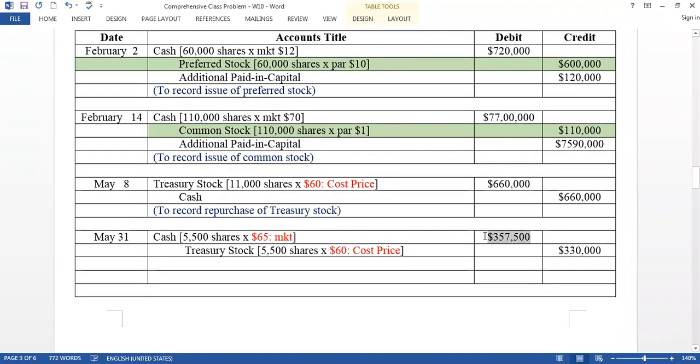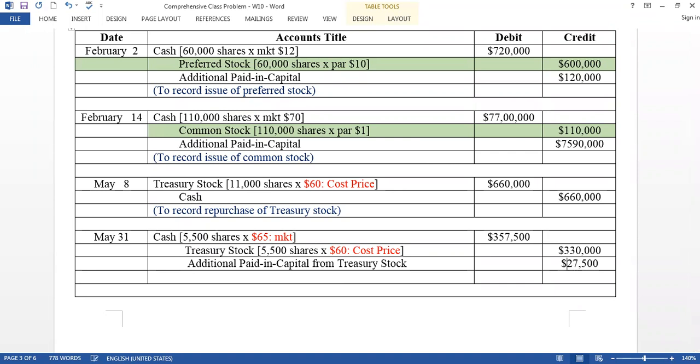Now we receive more money than our cost. Our cost is $330,000, but we receive more money. So what is the name of this extra money? This is called additional paid in capital from treasury stock. The difference here is 27,500.